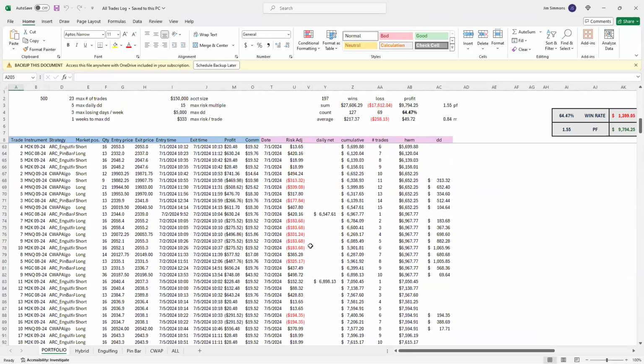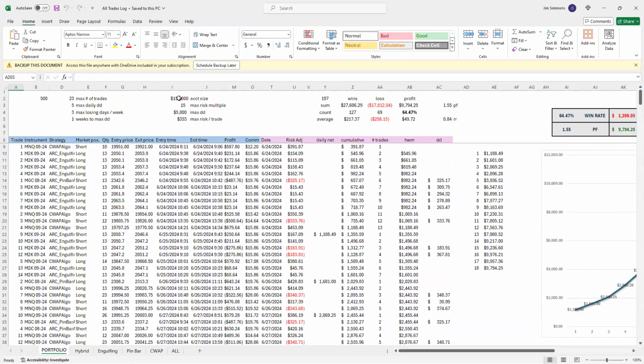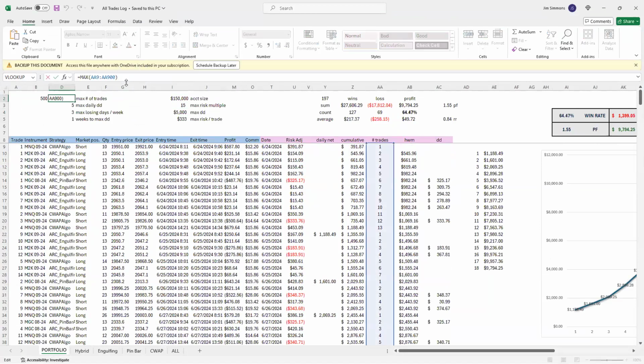So looking at this, let's say, for example, we're trading on a 150 account on Apex. I think the max drawdown there is 5,000. So what I've done with this spreadsheet is I've had it calculate what's the max number of trades that all of the algos combined took in one day. That number is 23, which is a lot of trades.